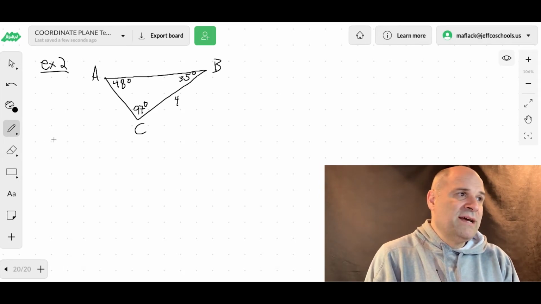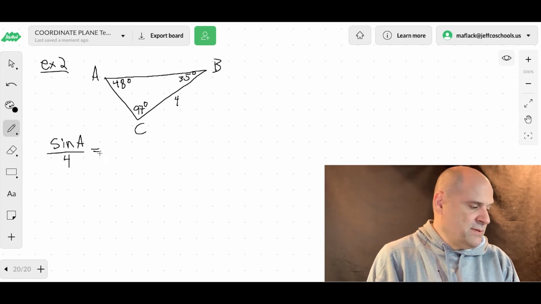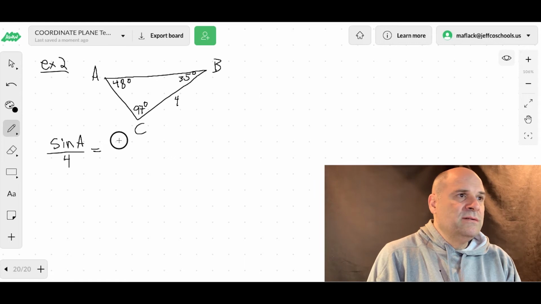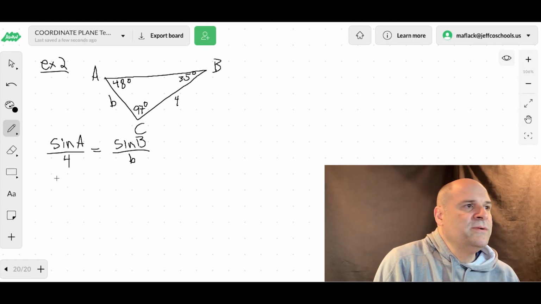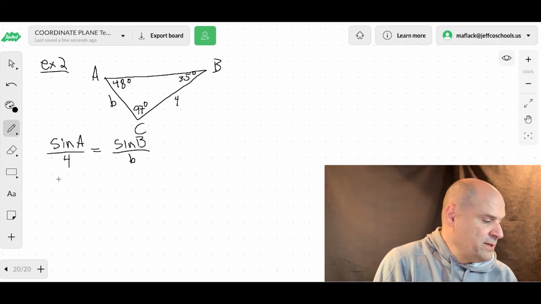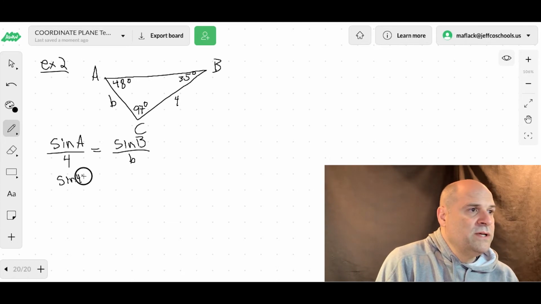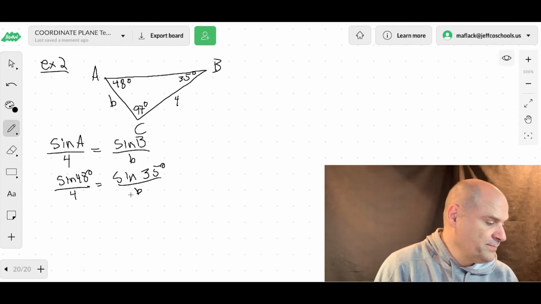Let's just write it out. So sine of A over a. Well, opposite of A is 4, equals sine of B over, well, we don't have that, so we're just going to leave it b. So you're going to try to find b. That's your goal. All right, so sine of A, well, we know what sine of A is. It's sine of 48 degrees over 4 equals sine of 35 degrees over b. Okay?